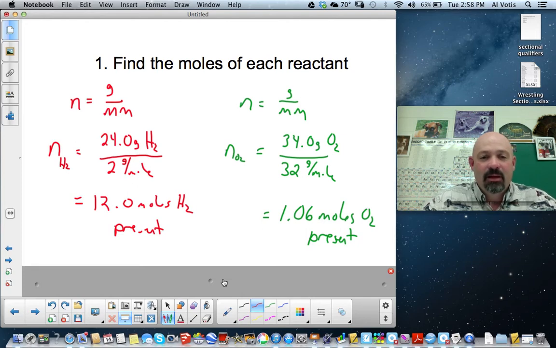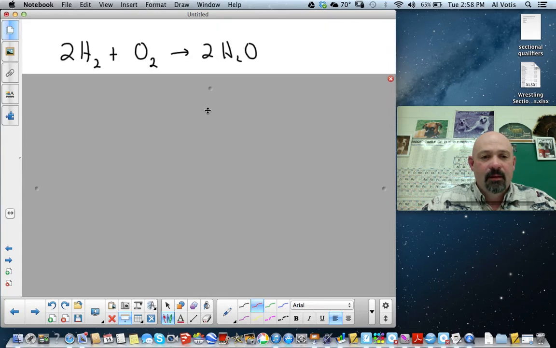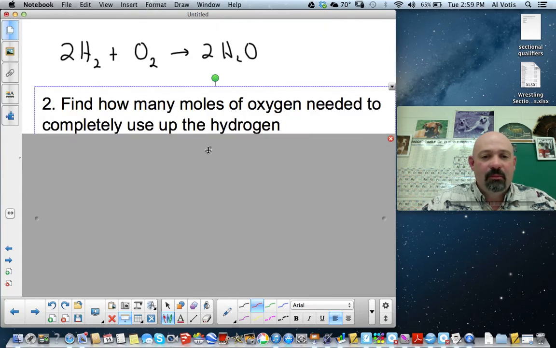Find that. Now, we're going to take our first reactant, just out of convention's sake, to do the same thing every time, and we're going to find out how much oxygen do I need to use up all my hydrogen, and then compare that with that 1.06. Okay, again, so find how many moles of oxygen is needed.